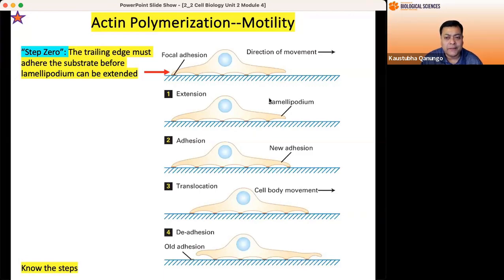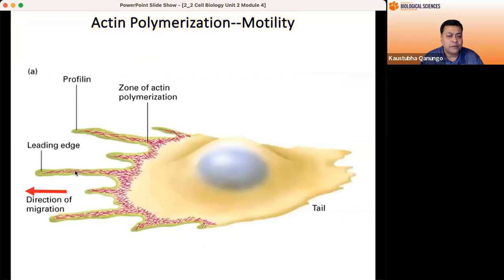The only thing that, in addition, we are going to see is the interaction between the matrix and the leading edge, which we are going to learn in the cell junction. So here you can see that there is a focal adhesion right here. And here you have the direction of movement, and this is being extended, and you have a new adhesion. And then you have a translocation of the cell body movement, and then you have the old deadhesion. Very straightforward. What are the different steps? 1, 2, 3, 4, 5.